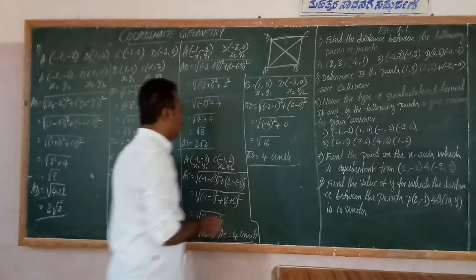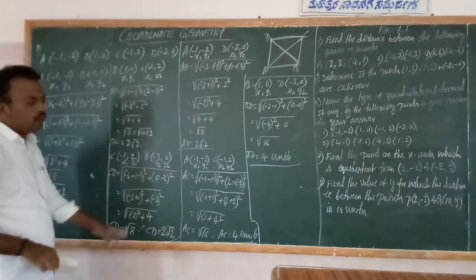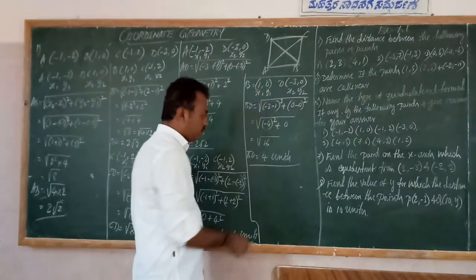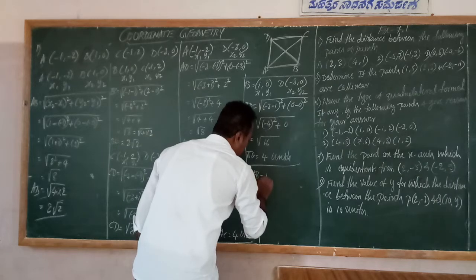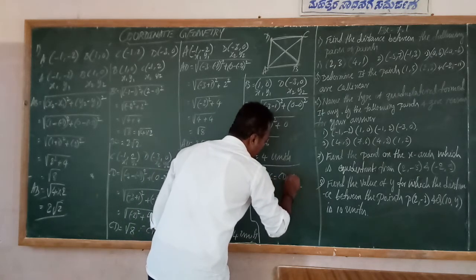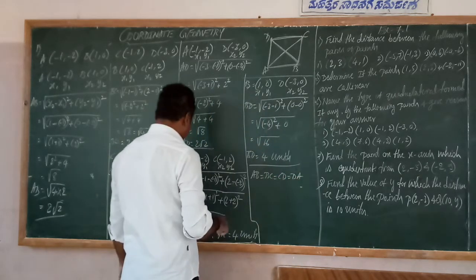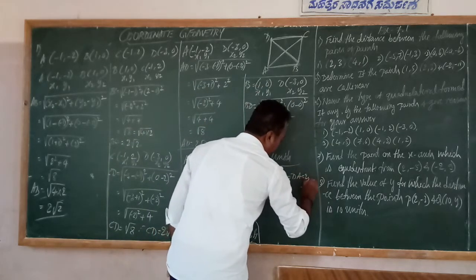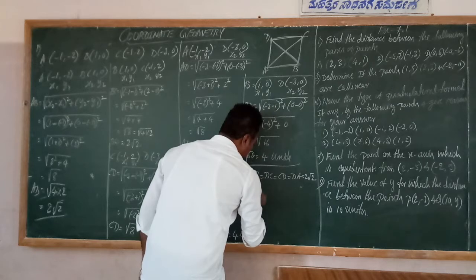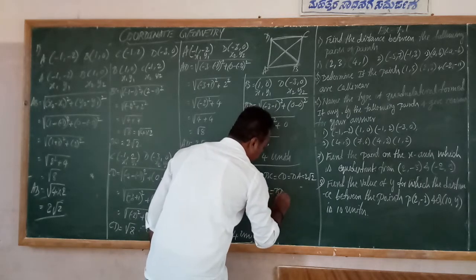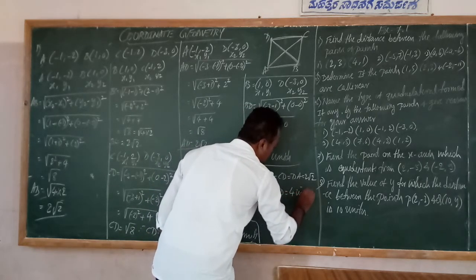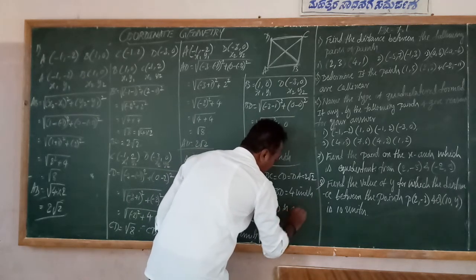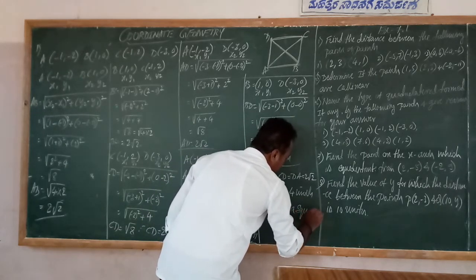Is it right? Therefore, students, all the sides are equal and the diagonals are also equal. Therefore it is a square, because AB is equal to BC is equal to CD is equal to DA, and all are equal to 2√2 units, and AC is equal to BD is equal to 4 units. Therefore ABCD is a square.